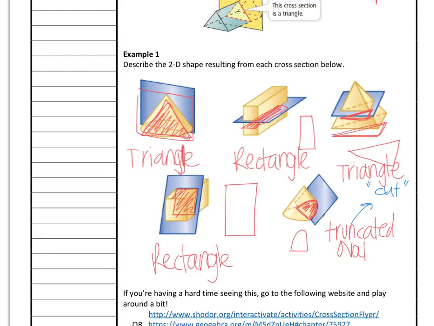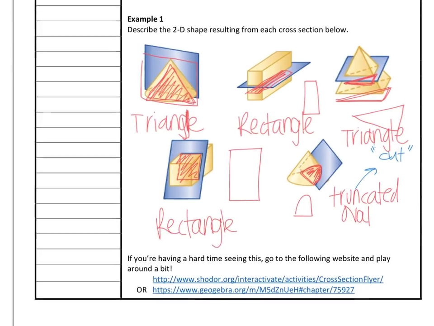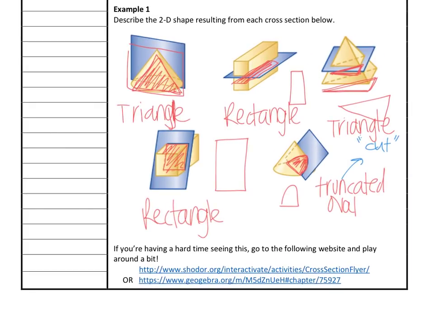So some of these are a little bit weird, so I want to take you through these two interactive websites. One of them is by Shodor, and the other one is by GeoGebra. Both of them are fabulous. I don't think I prefer one over the other, but they do allow you to see the manipulation of vertical, horizontal, and diagonal cuts, because you can see here that we can cut vertically, horizontally, or diagonally.